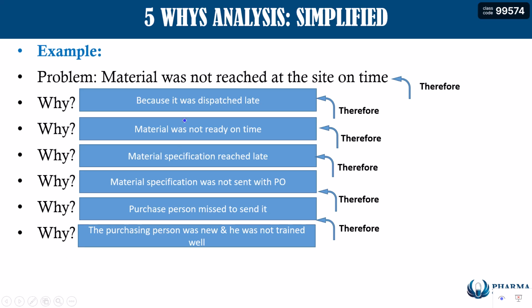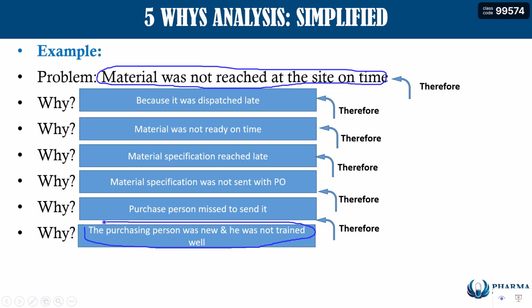The problem statement is: material was not reached at the site on time. Now, read this entire example in the reversed order. Meaning, I will start reading this from here. The purchasing person was new and she was not trained well. Therefore, the purchase person missed to send the purchase order. Purchase order was not sent.